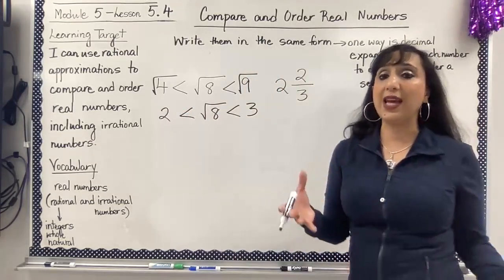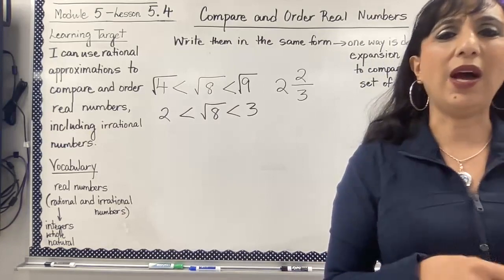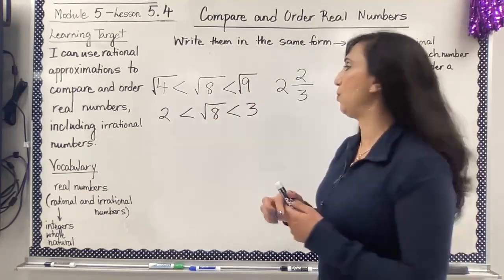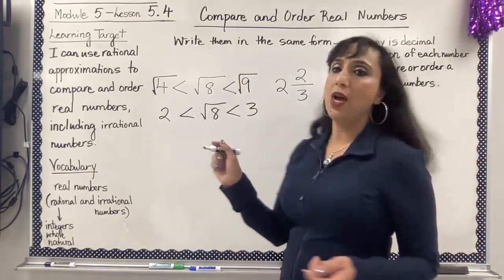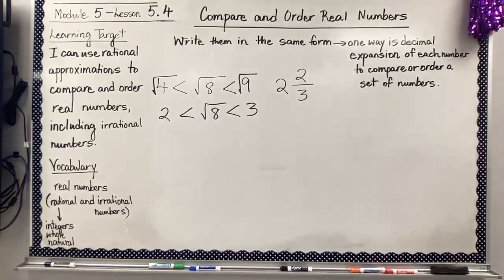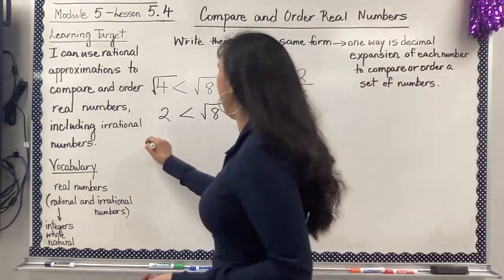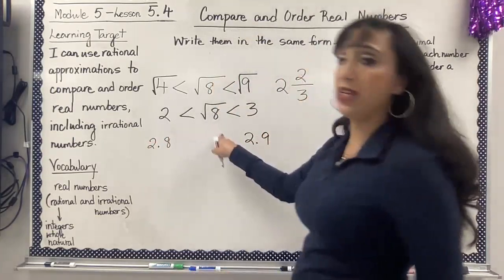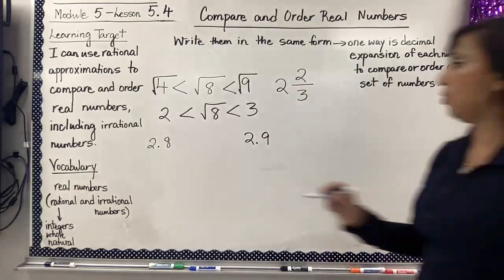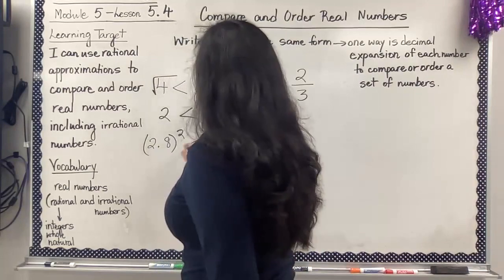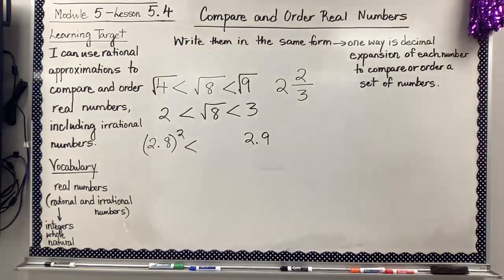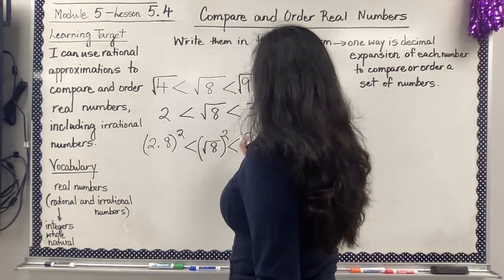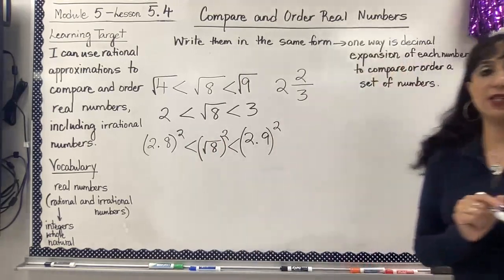And then if you're rounding to the tenth, we were doing the estimation. So I know that if I'm looking at square root of 8, I'm thinking that is going to be closer to the square root of 9, right? So I'm going to take numbers like 2 and 8/10, because if I'm going to round it, and 2 and 9/10, and see if this falls within that category. And so I'm going to do 2 and 8/10 squared should be less than, okay, I have a square root of 8 squared. This should be less than 2 and 9/10 squared.